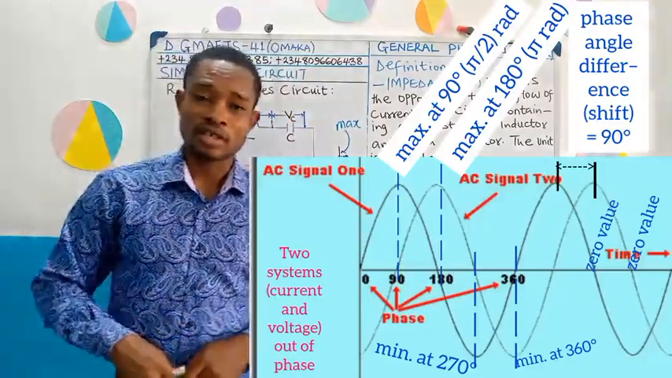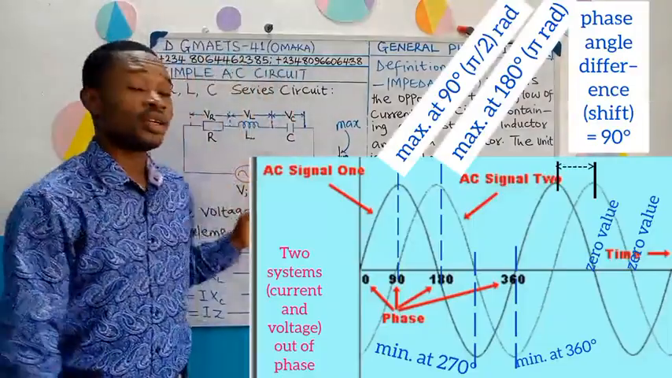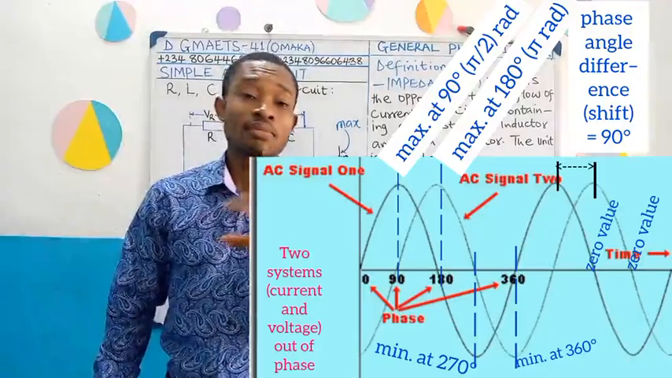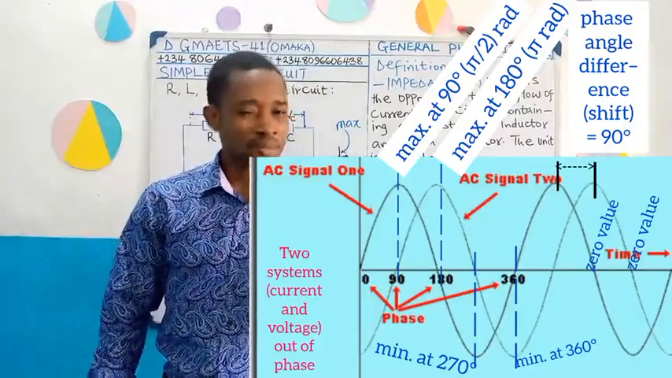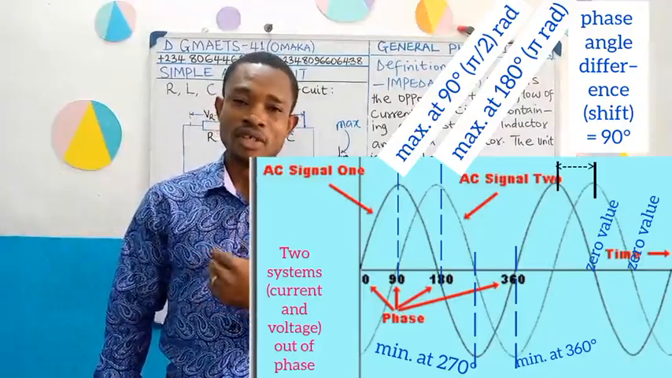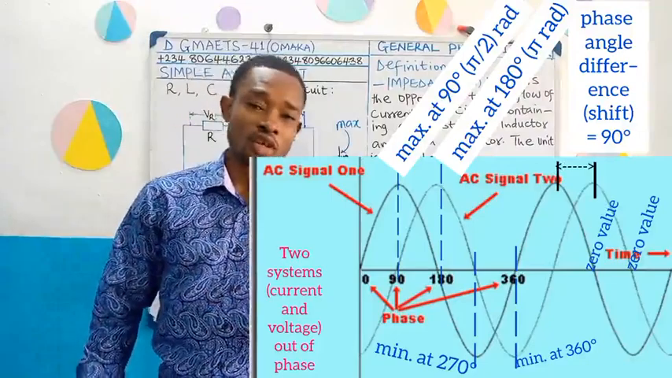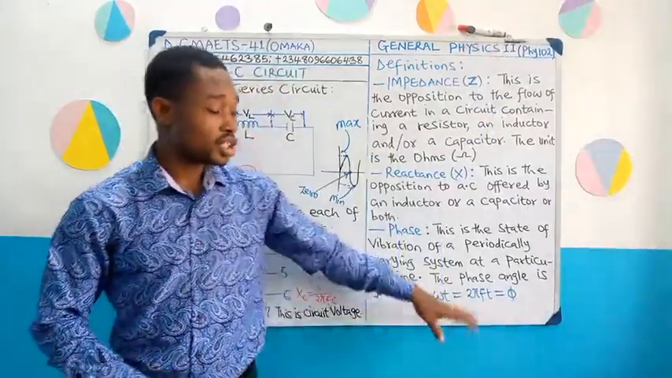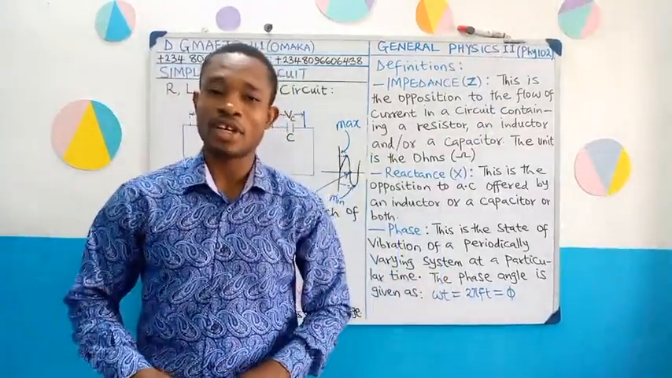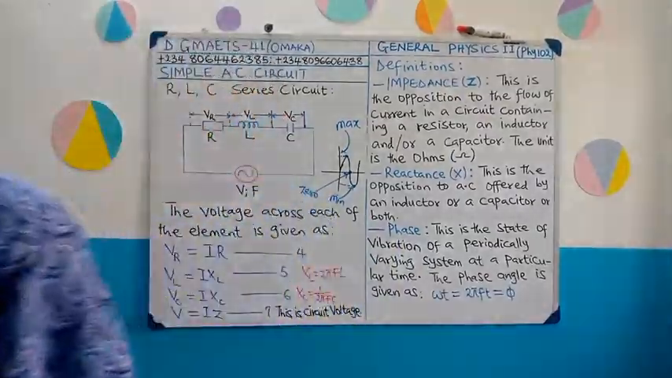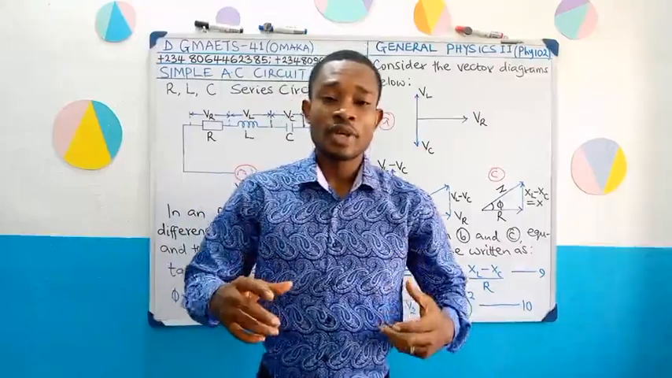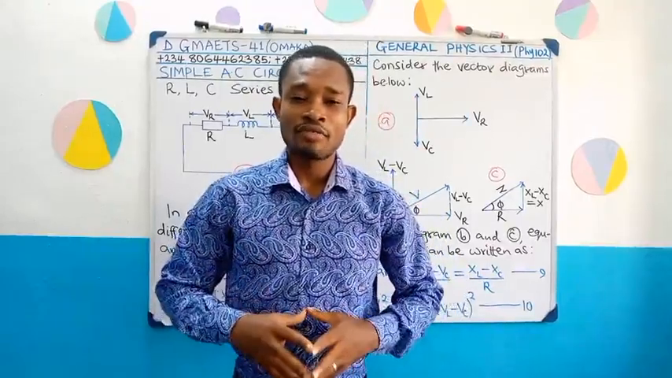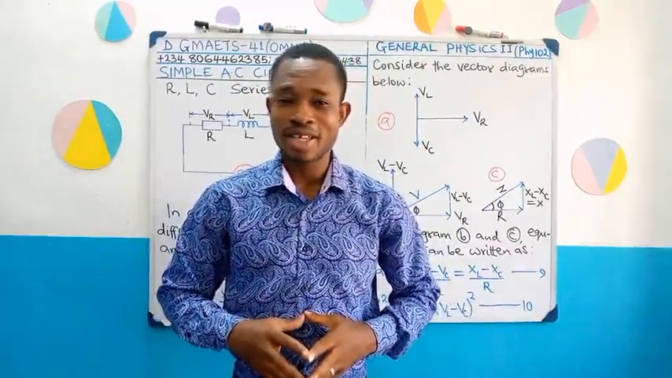However, take note that in an AC circuit, these two vibrating systems must have the same frequency. Is that okay? They must have the same frequency. However, they may or may not be in phase. Now, we shall establish the phase angle formula next. In this video, we now want to look at the value of the phase angle.